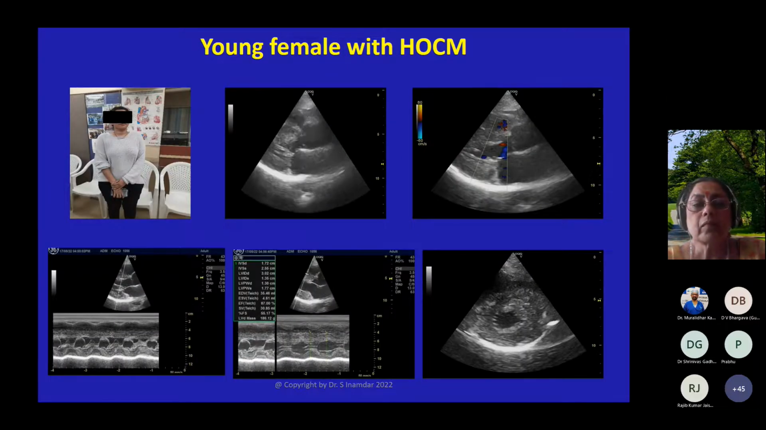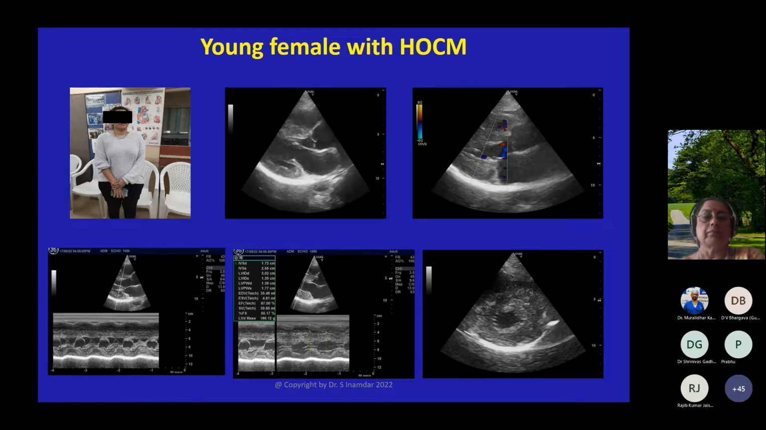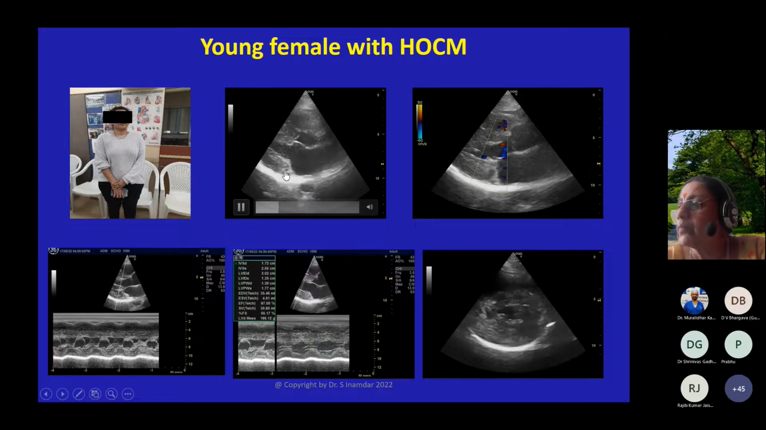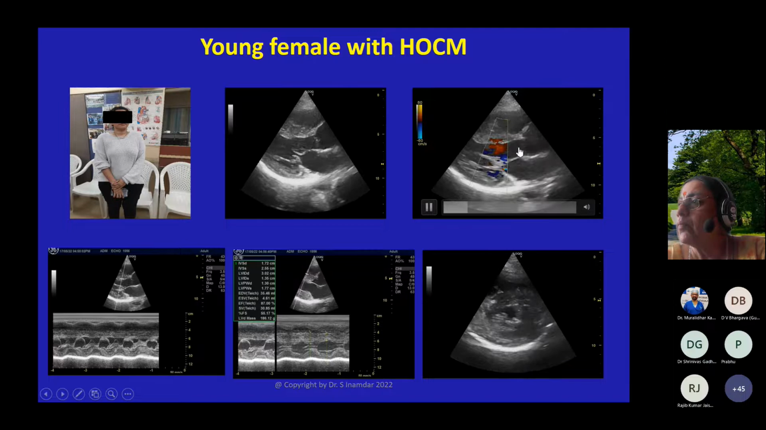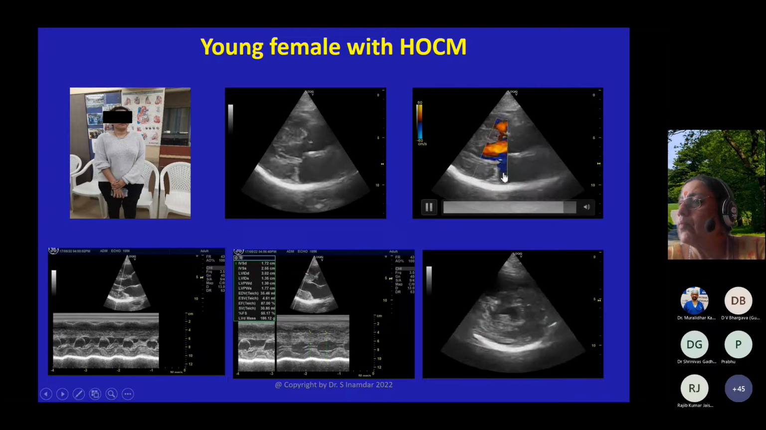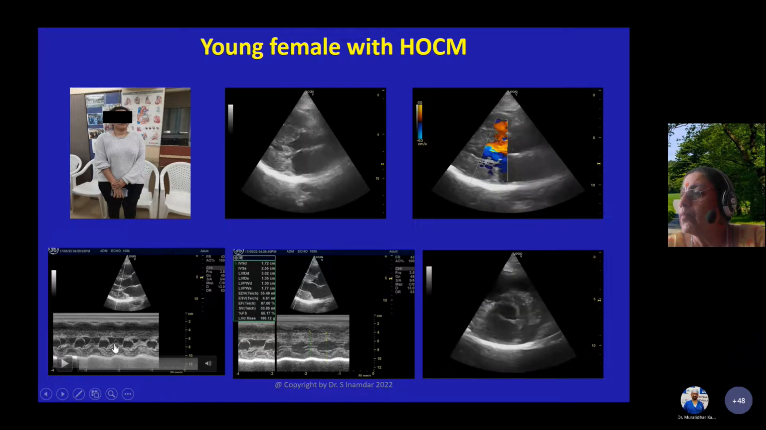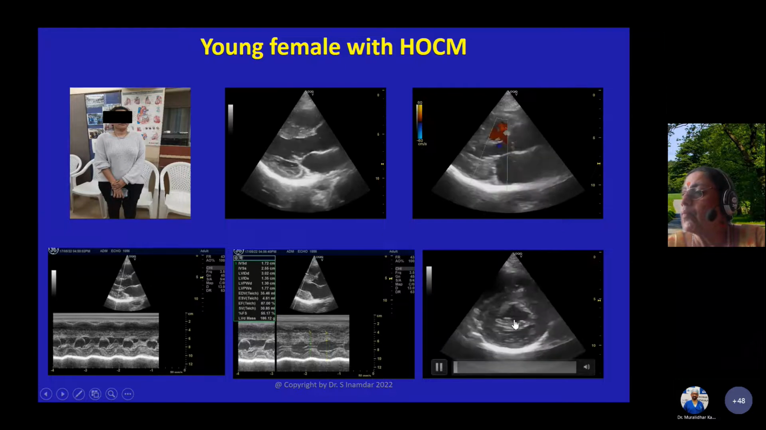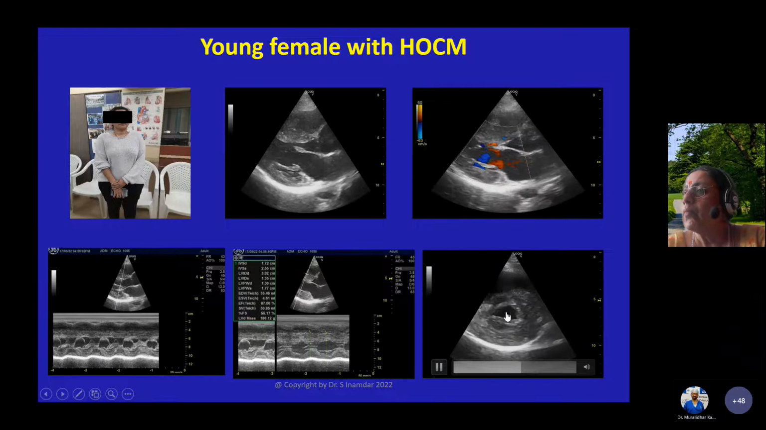Another important thing: we have many HOCM patients, but a few months back, for the first time, I saw this young IT girl with severe HOCM. See the hypertrophy of the heart. See the SAM as well as mitral regurgitation. This is the SAM beautifully shown over here, and this is SAM seen in the short axis view also. See how the anterior mitral leaflet is touching the septum.